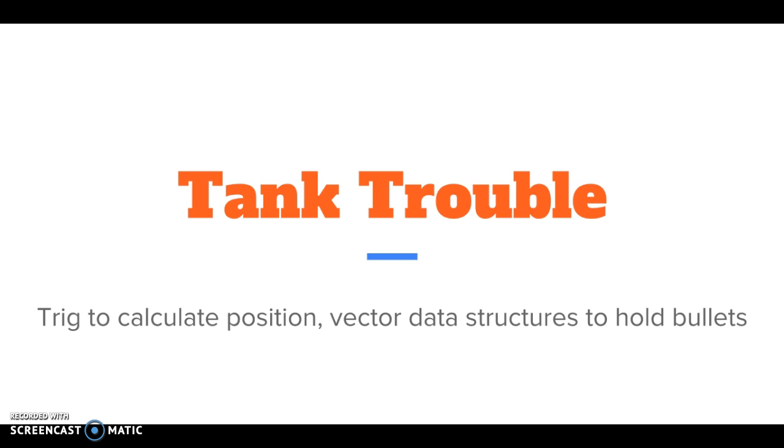And then you're going to be using a data structure called a vector to hold your bullets eventually. We're not going to get to that until the second video. And then for some of you it might still be kind of a new concept. We're going to be writing our own header files, but again, that's not going to be covered until a later video.